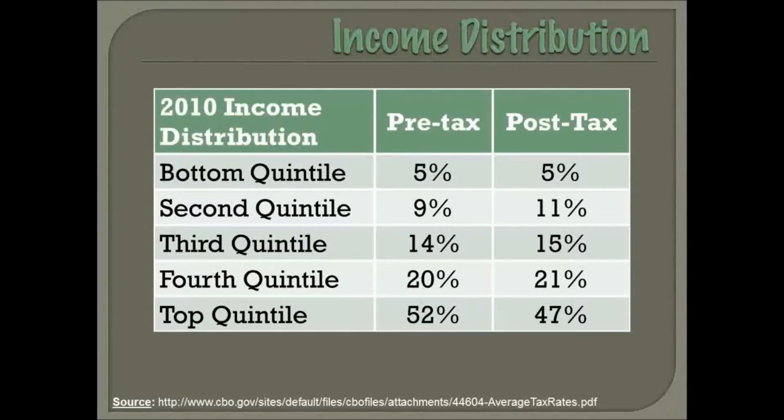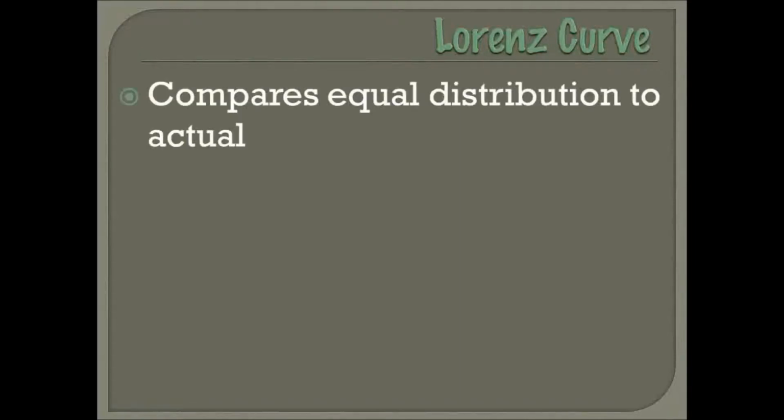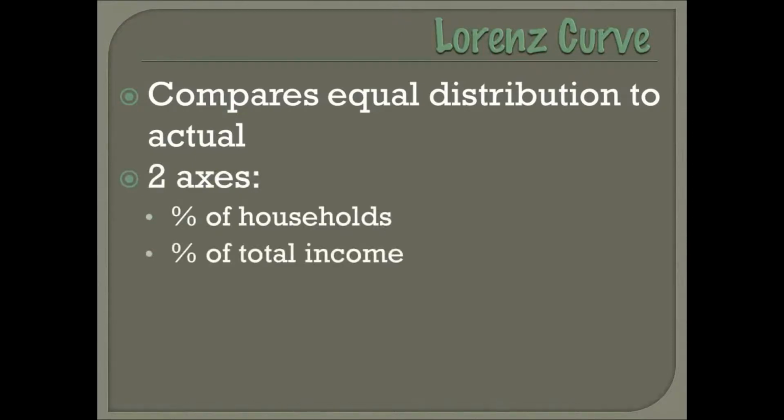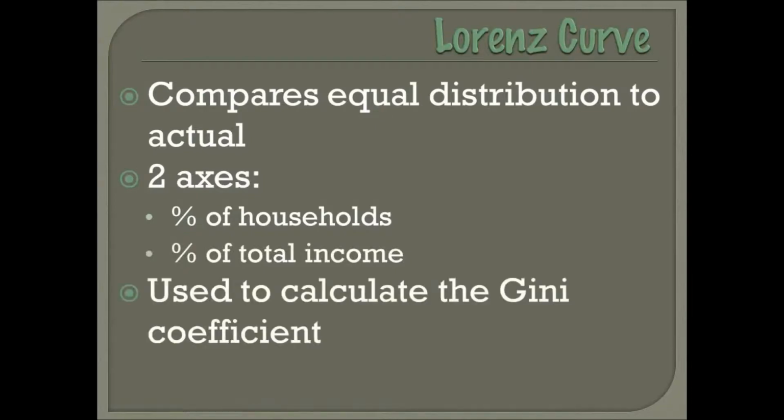One of the things that we want to do is to be able to measure how much we've redistributed income, or said a different way, how much inequality there is in the distribution of income. And to do that, we use what's called the Lorenz Curve. The Lorenz Curve gives us a tool that helps us identify how equally or unequally income is distributed. And what the curve does is it looks at two things. It looks at the percentage of households, and it looks at the percentage of total income that those households represent. And we use the curve itself to calculate what's called a Gini coefficient.